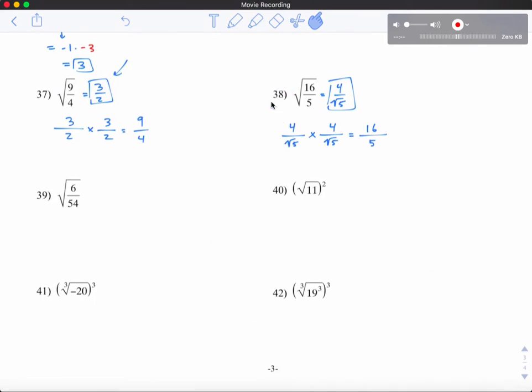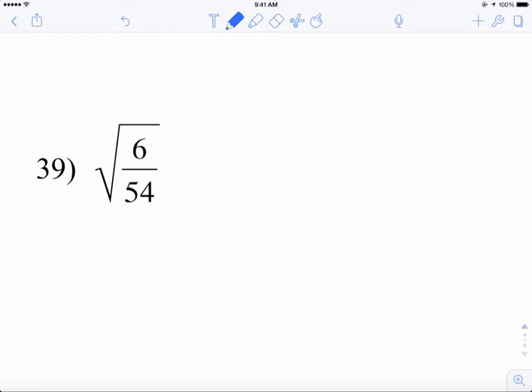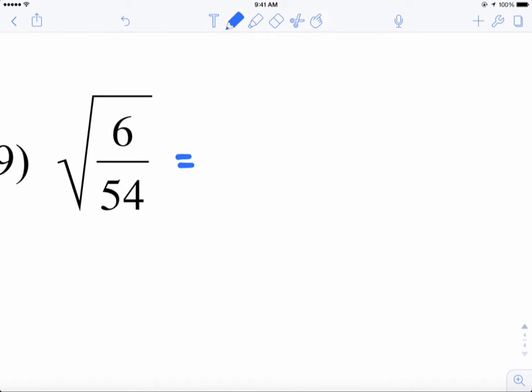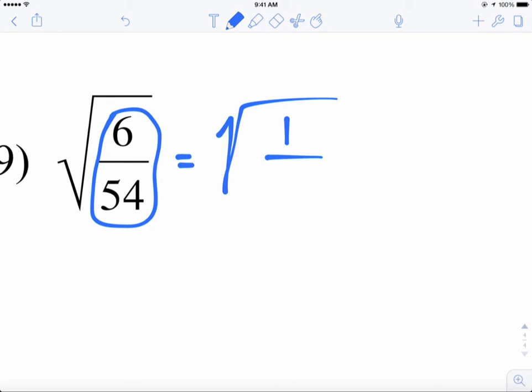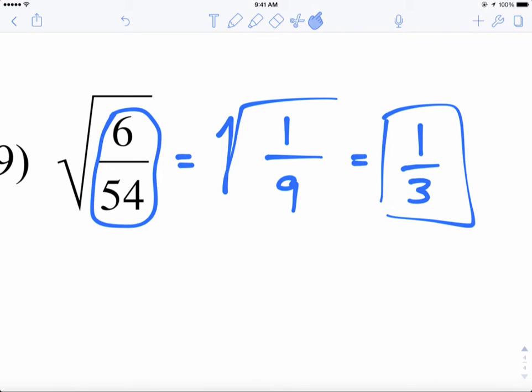All right. The square root of 6 over 54. Ugh, kind of nasty, but wait, right? Because we're thinking, 6 is not a perfect square, and neither is 54. It's like, that's even harder than the one that we had before. But can we reduce this fraction? Aha, we can reduce that fraction. 6 over 54, also known as 1/9, the square root of which is 1/3. So careful, I might throw you a curveball like this. Just got to be ready to improvise.